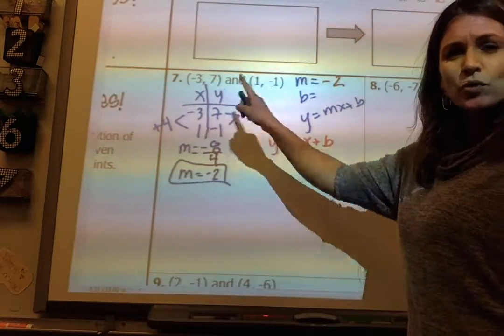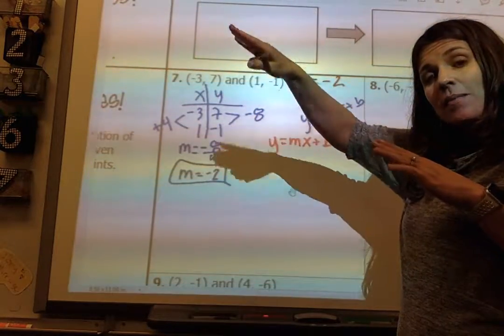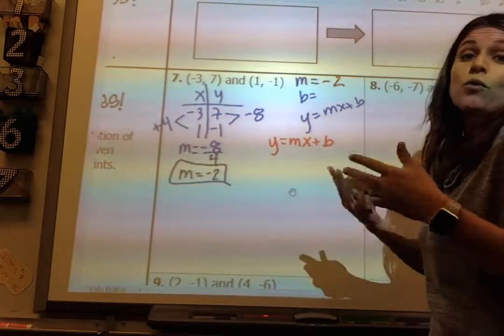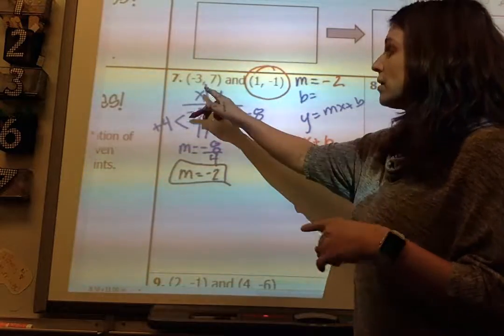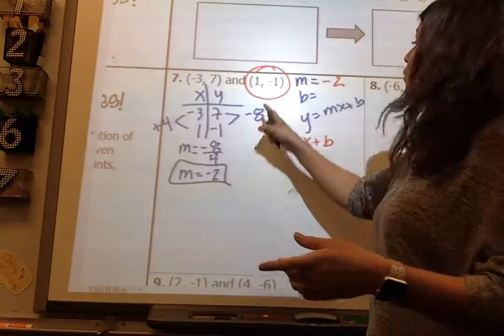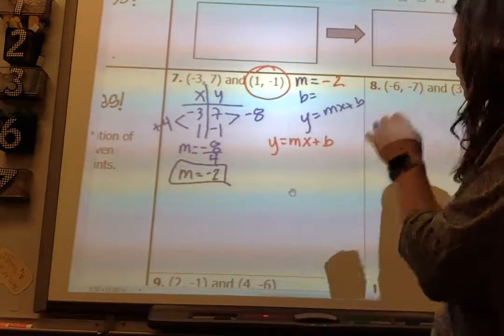And do you think it matters which point I use? It doesn't, because everything's on the same line. As long as those points are on the same line, we're still going to get the same beginning point, and of course it's going to have the same slope. So I'm going to use this point. Somebody else can use that point. Let's do girls use this point, boys use this point. Work through it and see if we get the same answer.